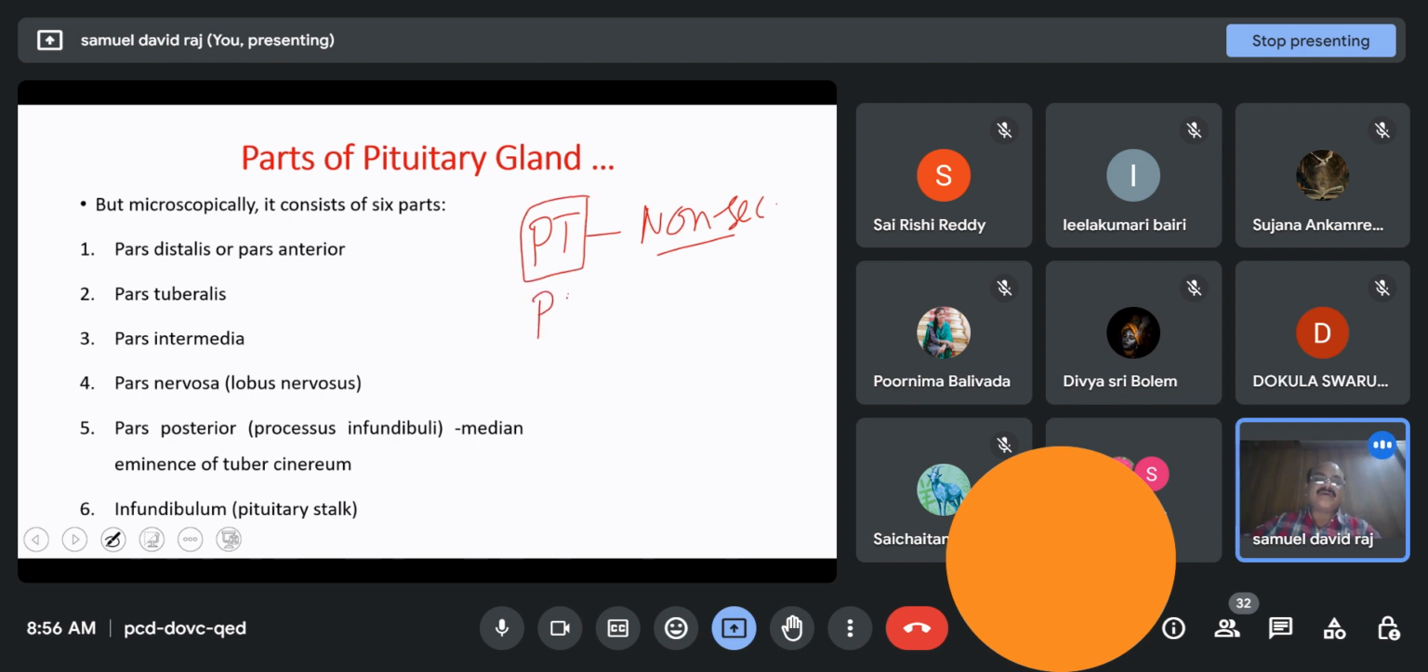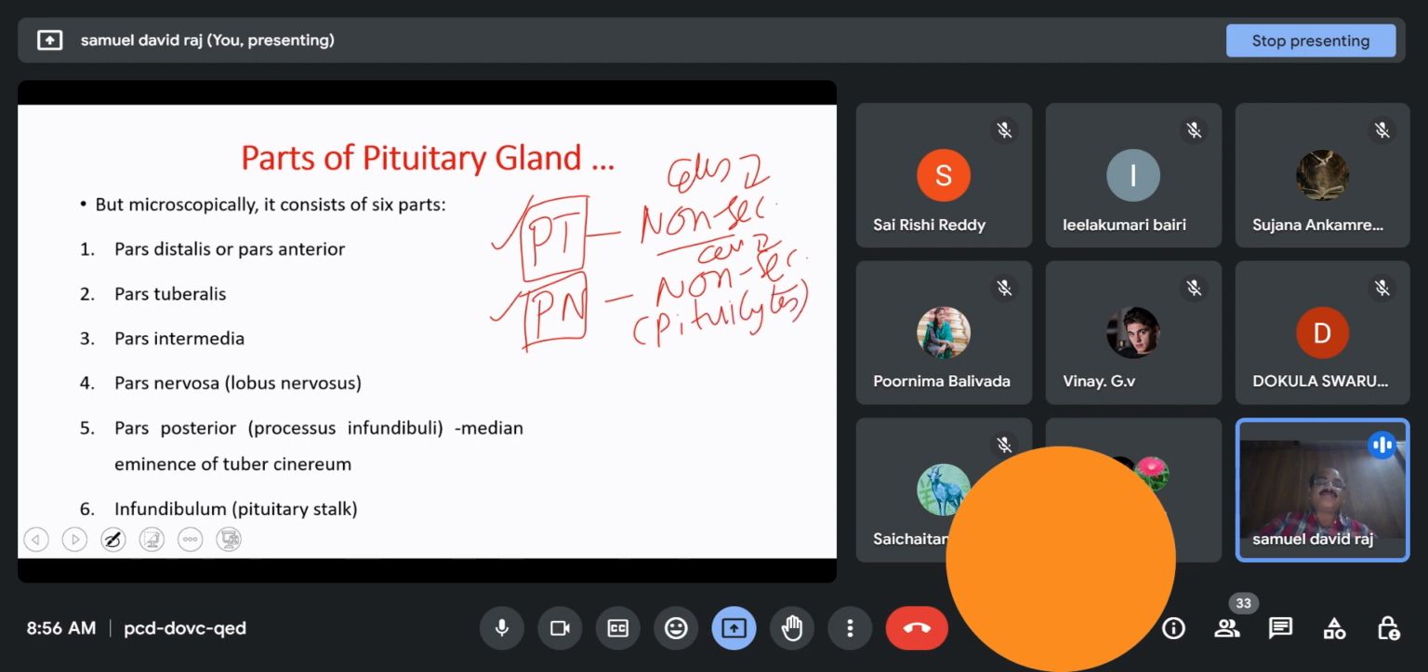Next one, pars nervosa. It is also non-secretory. That means even the posterior pituitary does not have any cells that can secrete a hormone. So pars tuberalis has certain cells which cannot secrete hormone. Pars nervosa also has certain cells which cannot secrete any hormone. The cells of pars nervosa are given the name pituicytes.